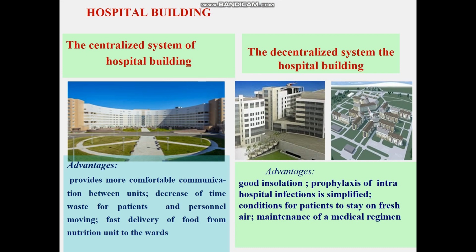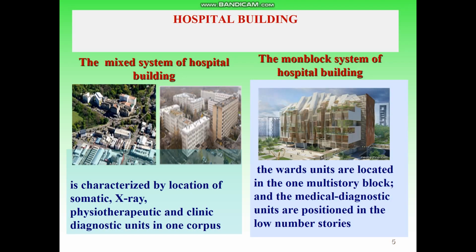In the decentralized system of hospital building, low-rise corpuses are located separately in pavilions. Advantages of the decentralized system of building: good isolation, simplified prophylaxis of intra-hospital infection, conditions for patients to stay in fresh air, and maintenance of a medical regime. Disadvantages of the decentralized system of building: prolongation of all communications, duplication of some kinds of premises and equipment, complexity of medical service of patients, and a more expensive budget.